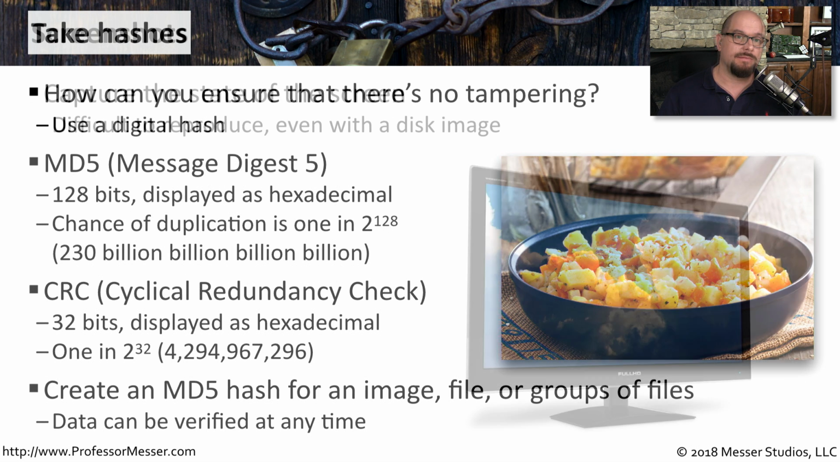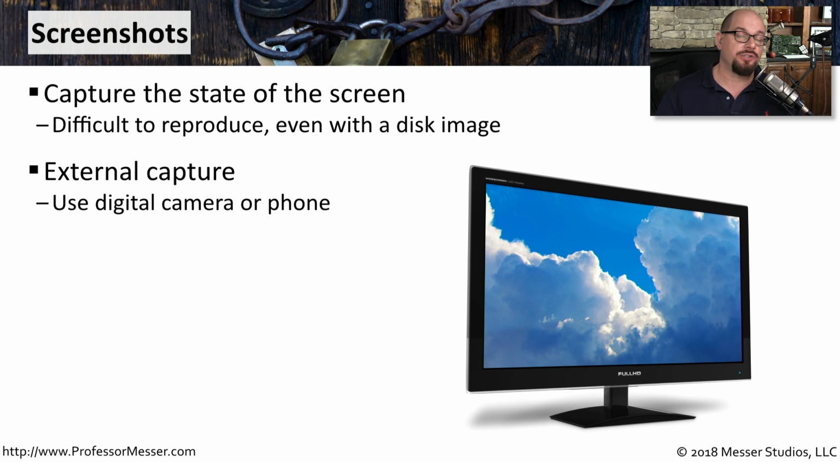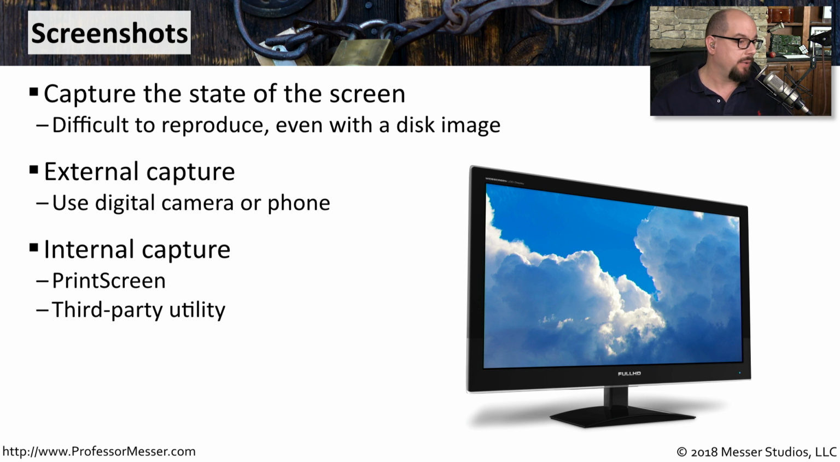values. A lot of valuable forensic information goes by on the screen, so it's useful to get screenshots to be able to capture what the state might be of a particular screen. We might use some type of external device like a phone or a digital camera to capture this information, or we can use built-in functions of the operating system like the print screen key or a third-party screen capture utility.